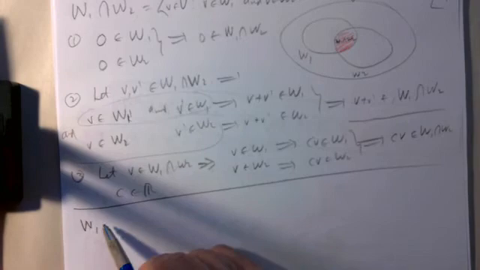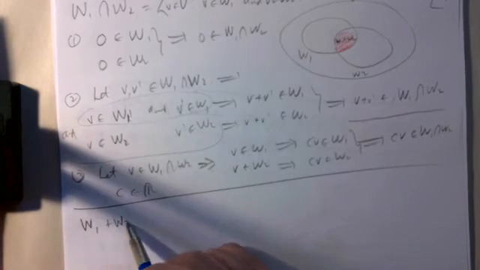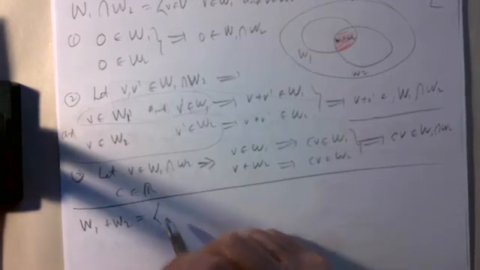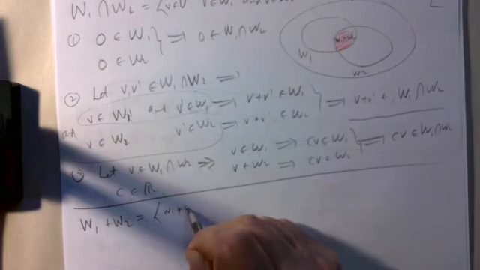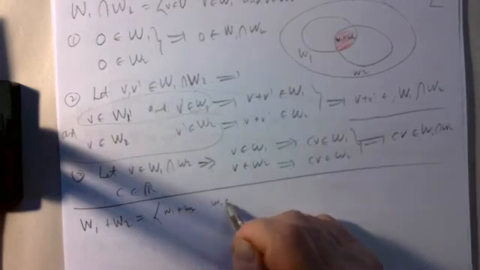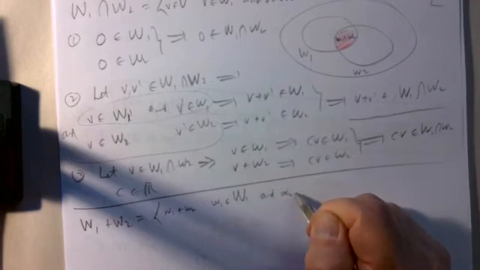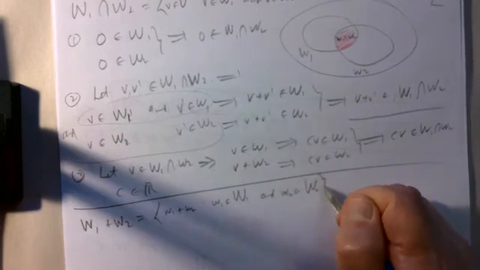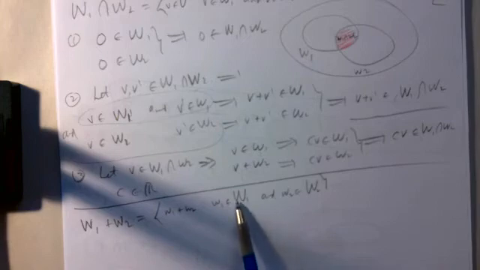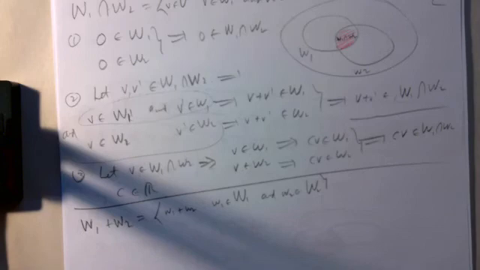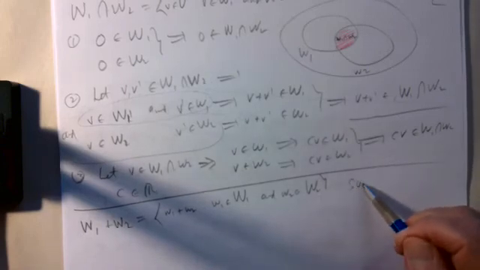And what does it mean to take the sum of two subspaces? How do you add subspaces? Well, the way you add subspaces is the following. It's all vectors of the form w1 plus w2, where w1 is any vector in W1 and w2 is any vector in W2. So you take any vector in the first subspace and any vector in the second subspace and add them, and that's what goes into the sum. So that's the sum of two subspaces.